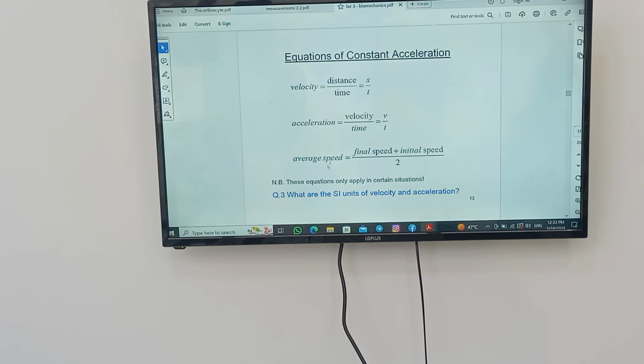The average speed equals the final speed plus the initial speed, divided by 2. Okay? These equations are only applied in certain situations.